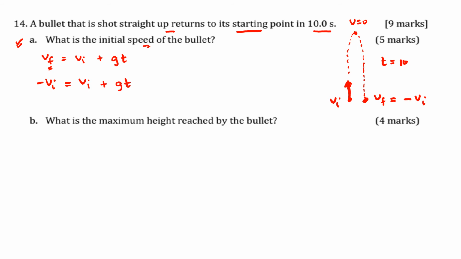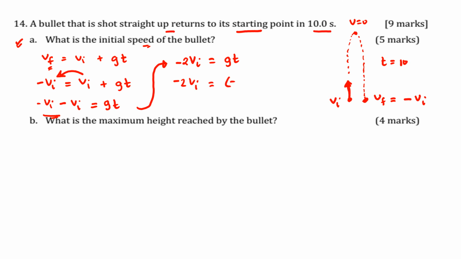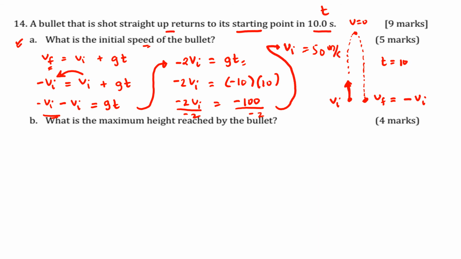Let us simplify this. I will move vi to the other side, so that will become minus vi minus vi is equal to gt. Simplifying further, the left side becomes negative 2vi is equal to gt. So let's substitute our values. Negative 2vi is equal to g, which is negative 10, multiplied by the time it takes to complete this flight, which is 10 seconds. So we'll have negative 2vi is equal to negative 100. Dividing both sides by negative 2, we have vi equal to 50 meters per second, and this is the initial velocity of the bullet.